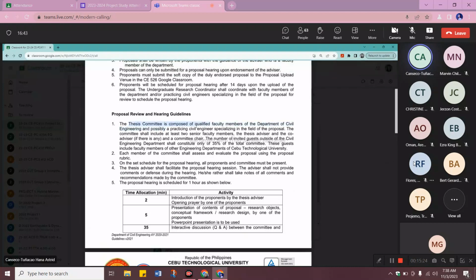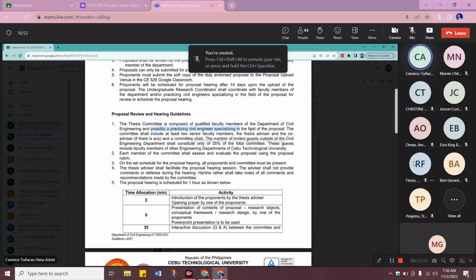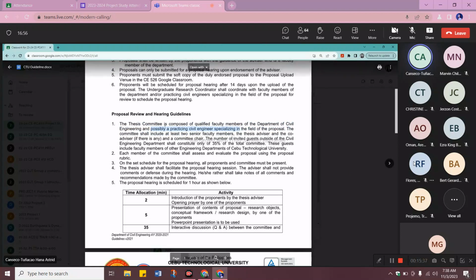The thesis committee is composed of a qualified faculty member of the department and possibly a practicing civil engineer specializing in the field of the proposal topic. The committee shall include at least 2 senior faculty members, the thesis advisor, and the co-advisor if there's any, and a committee chair. We have a committee chair and 2 panelists at least. The number of invited guests outside of the department shall constitute only 35%. So that's 1/3. So we have 1 committee chair and 2 panelists, and 1 could be outside of the department.